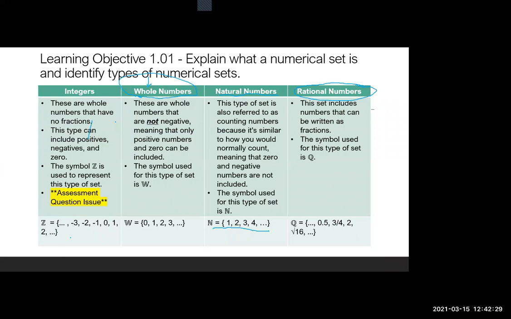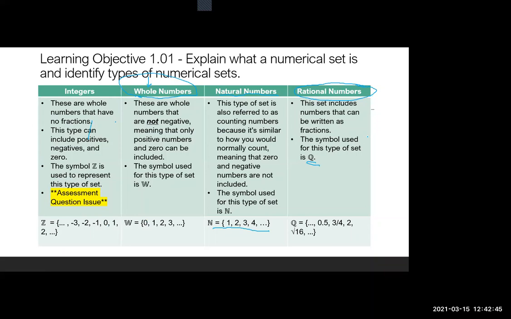Notice the symbol, though, for the rational numbers is not an R, it's a Q. You'll see why it's not an R here in just a minute, but for now it is a Q, and all of the rational numbers are those that can be written as fractions.